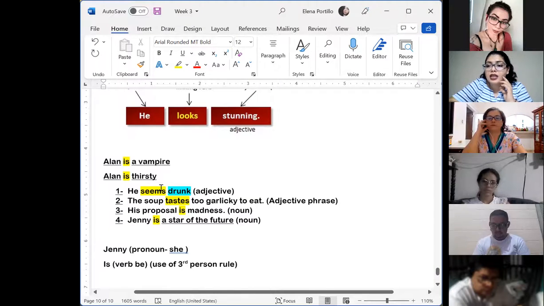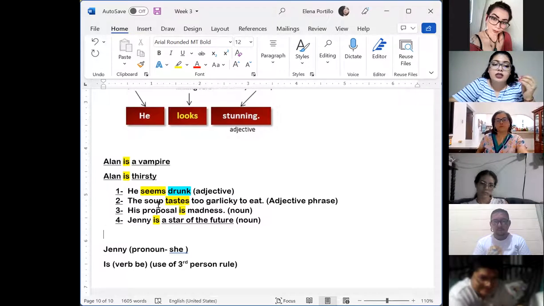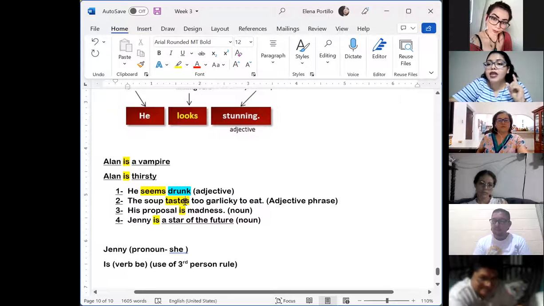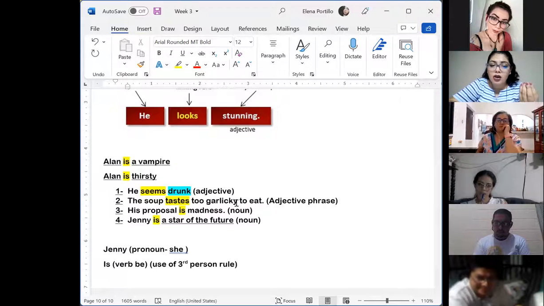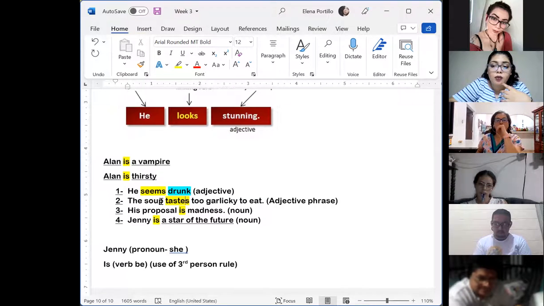Drunk es el adjetivo, borracho. Then, in the second one, the soap es el sujeto, es de lo que estamos hablando. Taste es el verbo que funciona como linking verb para que está o que sabe mucho a ajo. O sea, que a esa persona no le gusta mucho la sopa con sabor a ajo porque no se lo puede comer. So, in this case, the soap is the subject, taste is the linking verb, and too garlic to eat es el complemento.